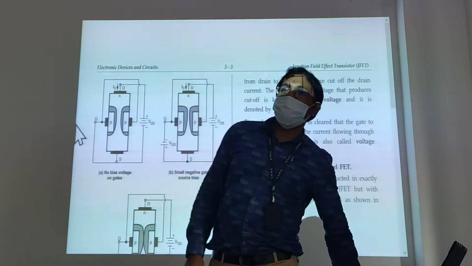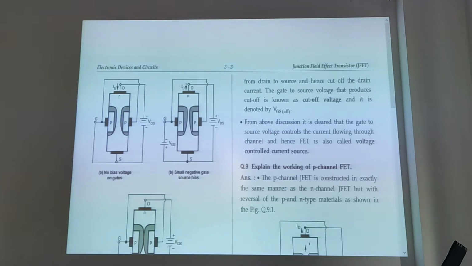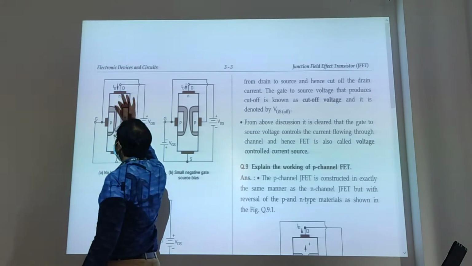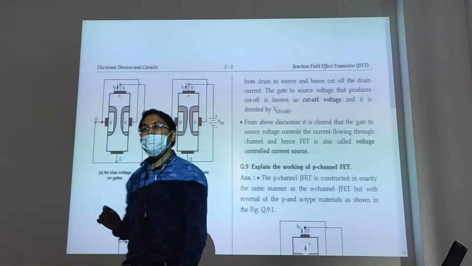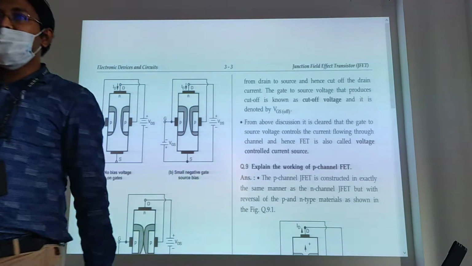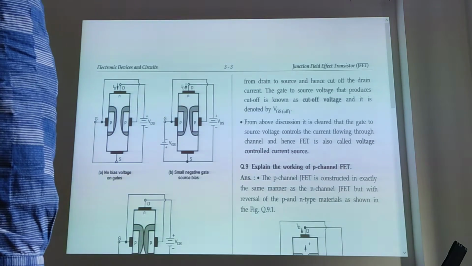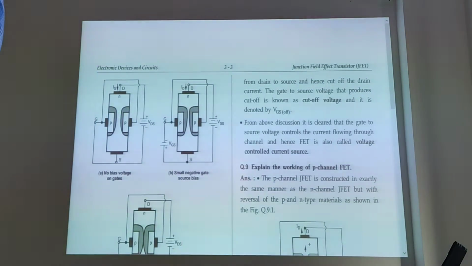Any reason for that? The reason is this. See, what are the majority charge carriers in N channel? Free electrons. So here the charge carriers are free electrons. The current ID is due to free electrons in N channel JFET. In P channel JFET it will be due to what? Holes.